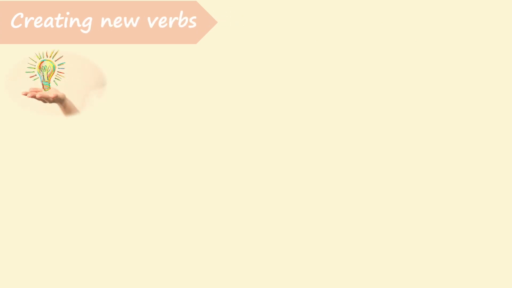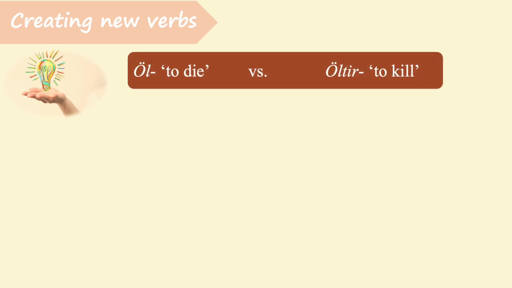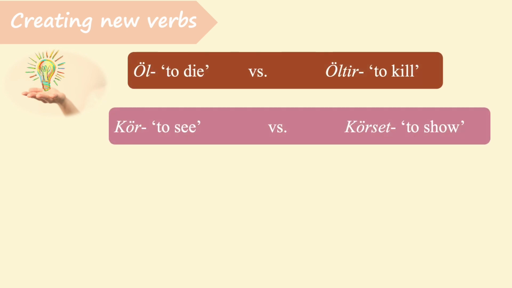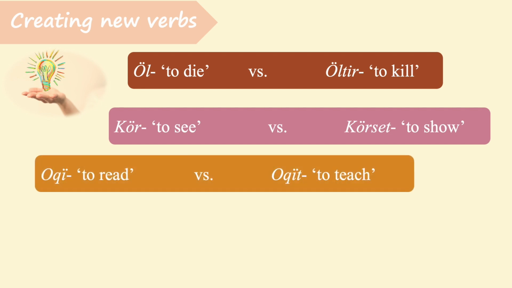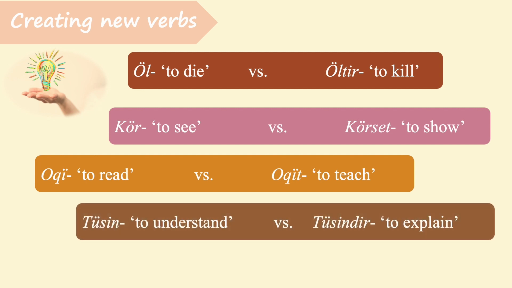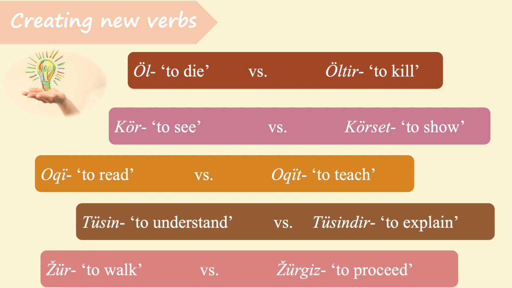For instance, öl, to die, versus öldür, to kill. Kör, to see, versus көрсет, to show. Оқы, to read, versus оқыт, to teach. Түсін, to understand, versus түсіндір, to explain. Jür, to walk, versus жүргіз, to proceed, and so on. I think creating new verbs from causatives is quite clear here. For instance, öldür, to make someone or something die, is to kill.